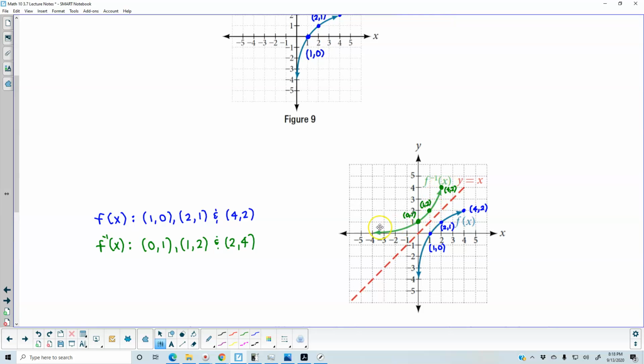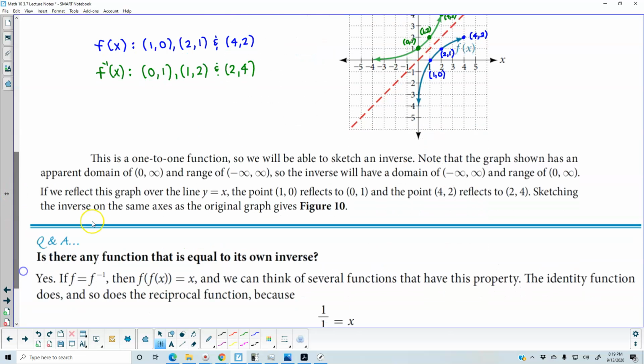And now, going back to our previous slide, you can see that y equals x represents the identity line, which is the line of symmetry for these two lines. Because if you folded this, that means these two graphs would be right on top of each other. So this is a one-to-one function, so we were able to sketch an inverse.